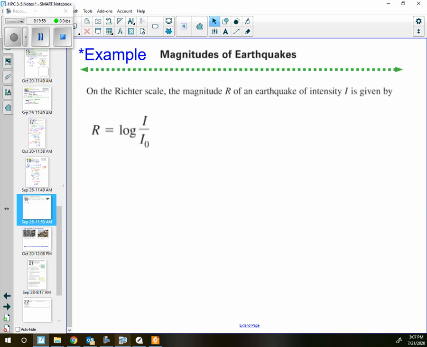All right, let's take a look at another example of a logarithmic model. One of the most common ones you've probably heard of is the magnitude of an earthquake, or the Richter scale. That's a log model, so it's using logs to help calculate that.